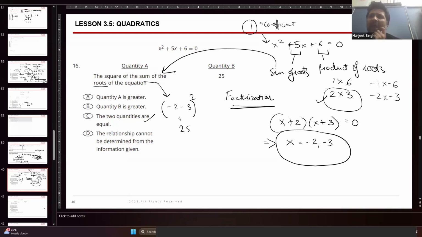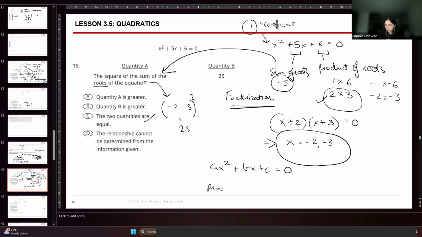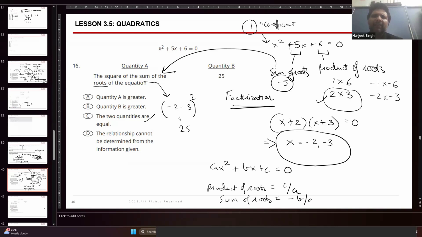But please note one thing. Although I've told you sum of roots is a function of this term 5, right? But actually, if you go to see, sum of roots will be minus 5, because the roots are minus 2, minus 3. Which means if I look at the equation which looks like this, ax square plus bx plus c equal to 0, a more generalized quadratic, the product of roots is given as c by a, and the sum of roots is given as minus b by a.